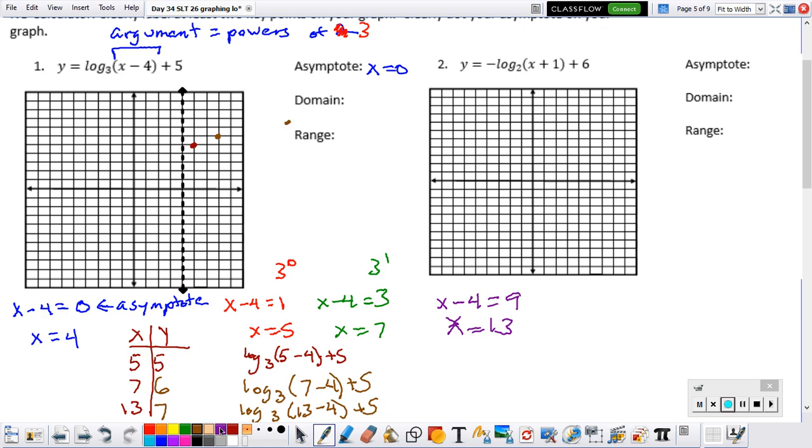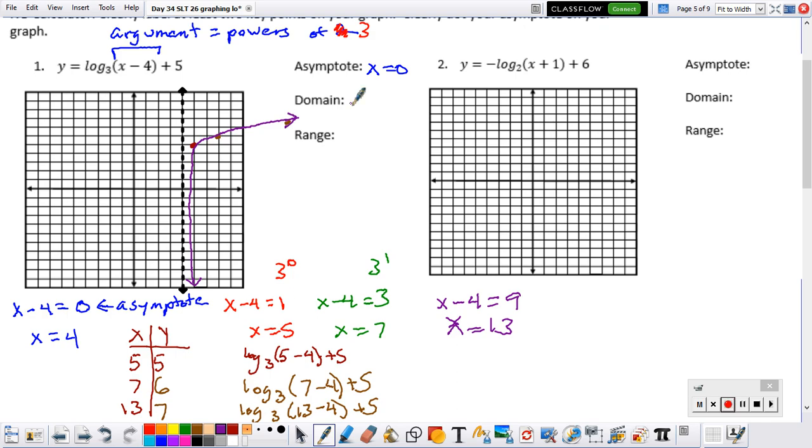Now what I can do is graph my curve. So it comes up from the asymptote, the base is 3, so that's a growth. Plus I can tell this is the asymptote, I have a point here, I have a point here, I have a point here. Clearly, it's going to have to come up. All right, and there's my graph.